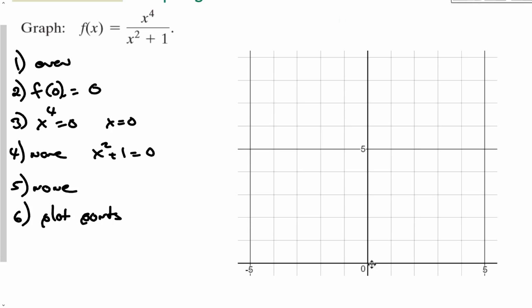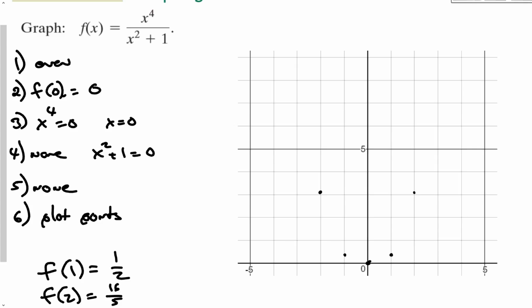Okay, and when I do that, I have this point already, right? If I plug 1 into this function, I get 1/2. If I plug 2 into this function, I get 16/5, which is about 3.2. So that's 1, 2, 3, and a little bit. And because this is an even function, I can reflect those. Okay. And then I could keep going if I wanted to.